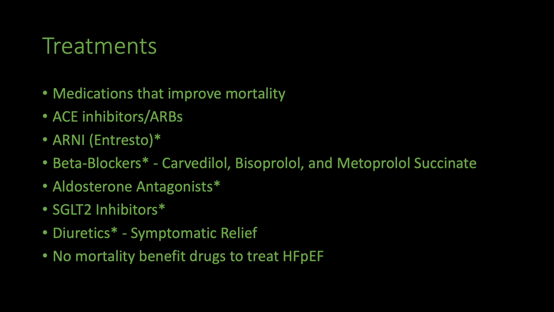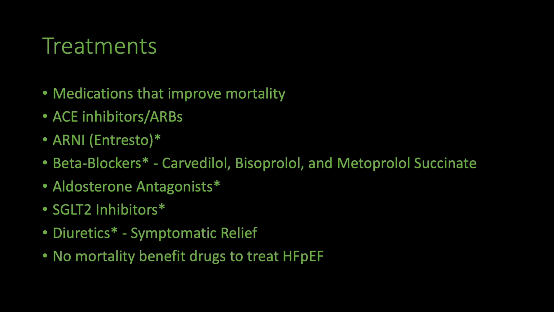Some of these medications do overlap other disease states as well, but particularly in this discussion, I'm going to go over heart failure. So we are going to stick with SGLT2 inhibitors being used as a mortality benefit medication for heart failure. Diuretics are mainly used for symptomatic relief. They are not really used to improve mortality. They're just there to help with some of the symptoms.